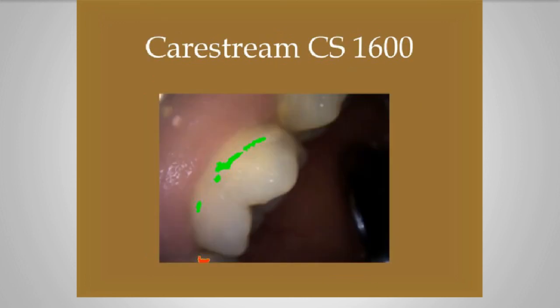Carestream has their own version of fluorescence in the CS1600, and again, it just does this color overlay, and the color then tells you what's going on and how it should be treated.